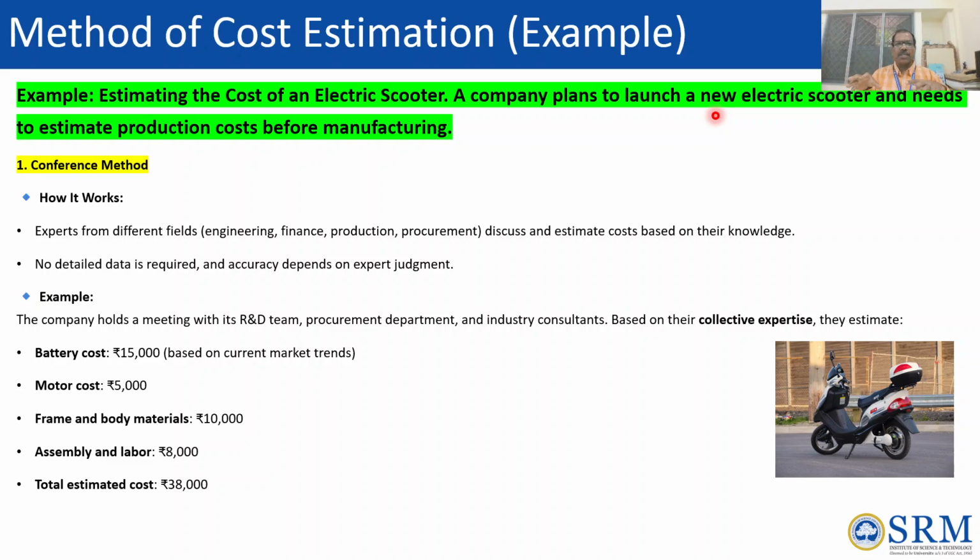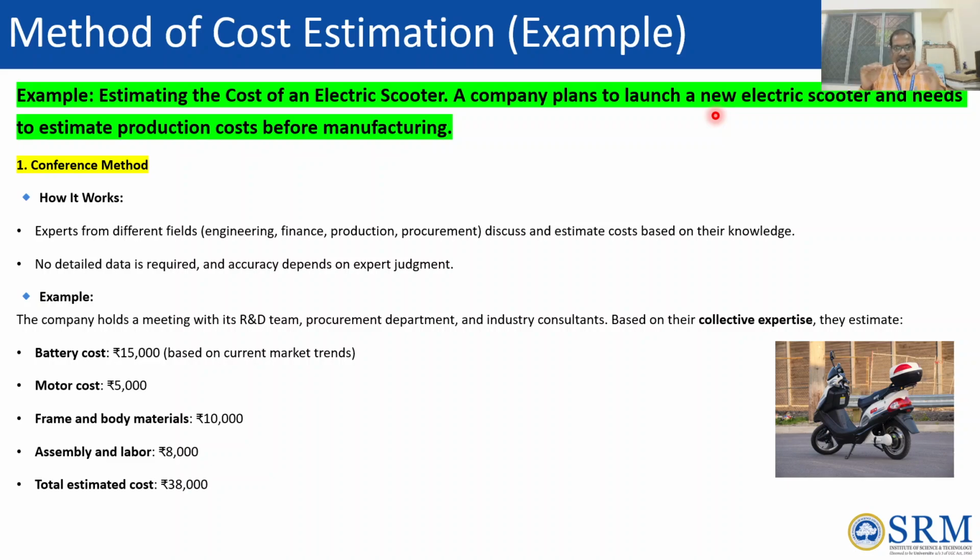Similarly, production people will say that in order to make this particular EV scooter, these are all the facilities in our industry, like the men, machines, and materials needed. The procurement or purchase team will say we have some stock in our company itself, in our store, but we need to buy this many units of raw materials, motors, or each individual component for making these EV scooters.